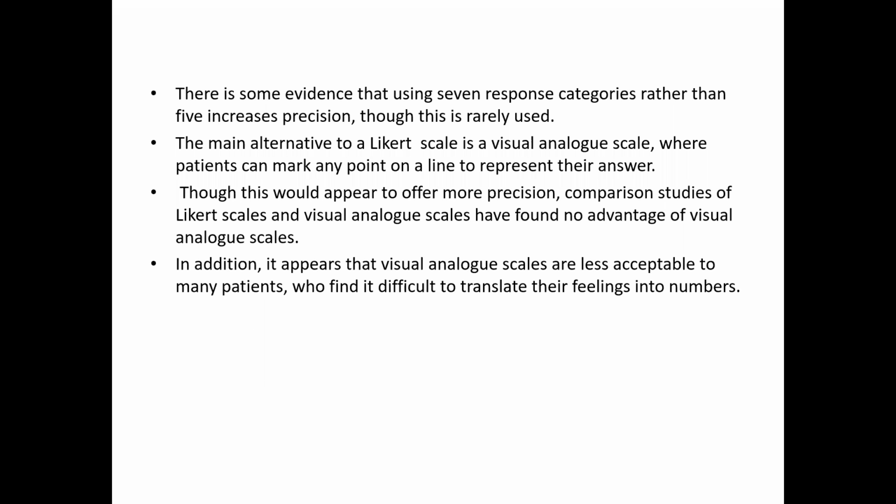There is some evidence that using 7 response categories rather than 5 increases precision, but this is rarely used. The main alternative to the Likert scale is a visual analog scale, where patients can mark a point on a line to represent their answers. Though this would appear to offer more precision, comparison studies of the Likert scale and visual analog scale have found no advantage of the visual analog scale. In addition, visual analog scales are less acceptable to many patients who find it difficult to translate their feelings into numbers. Next.